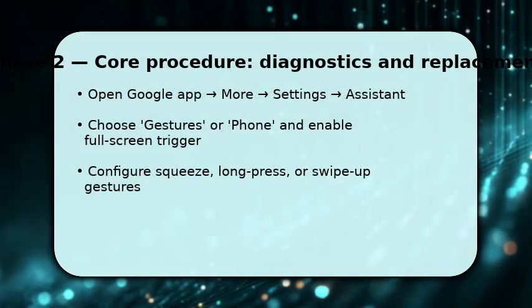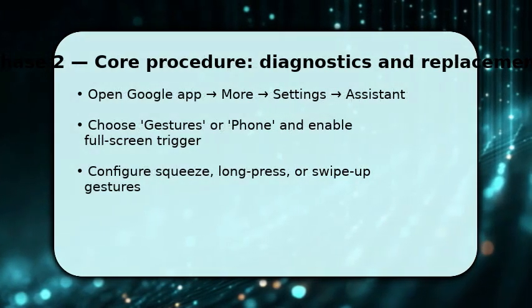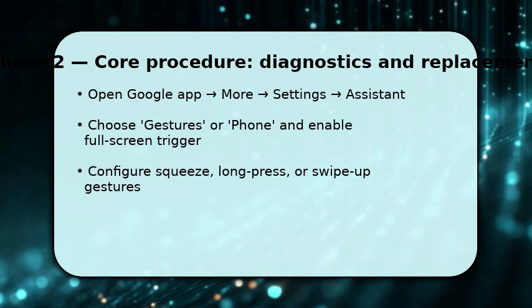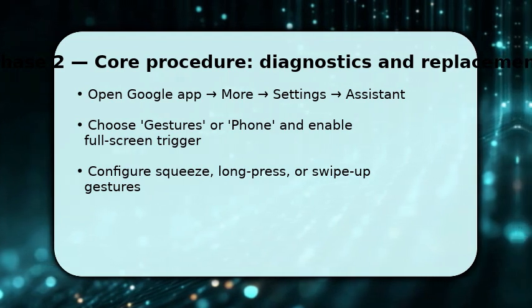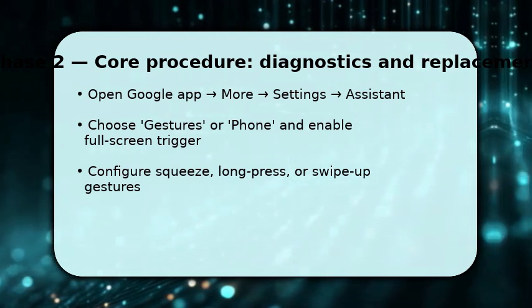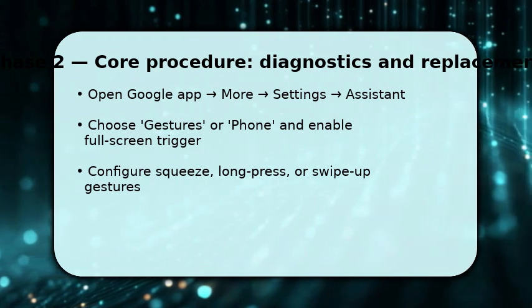Now you assign how Google Assistant appears full screen. Open the Google app, tap More, then Settings and Assistant. In Assistant options, select Device or Gestures. Here you enable the full screen trigger.